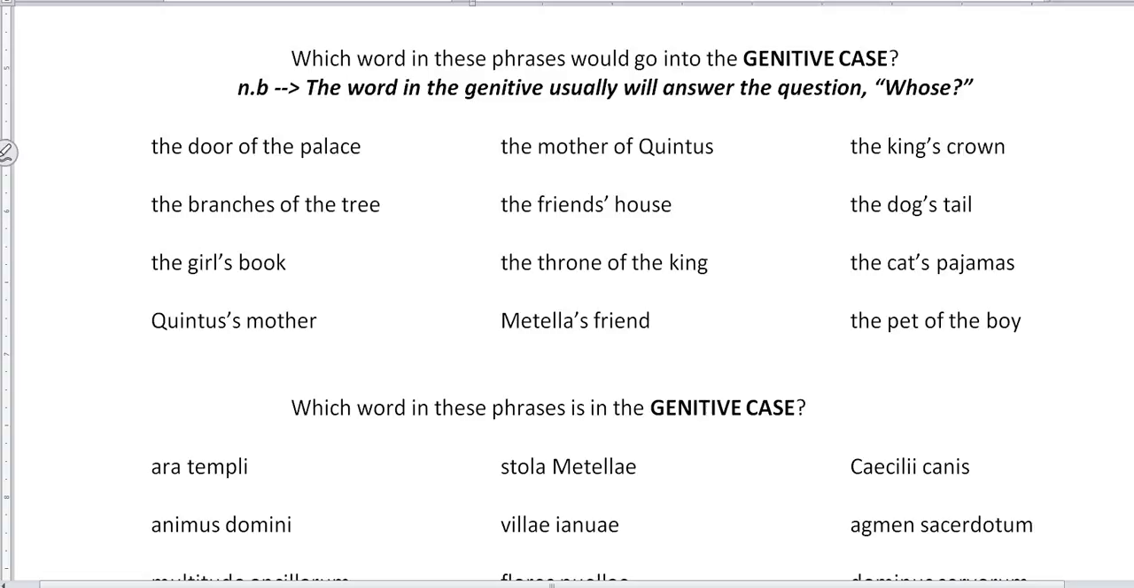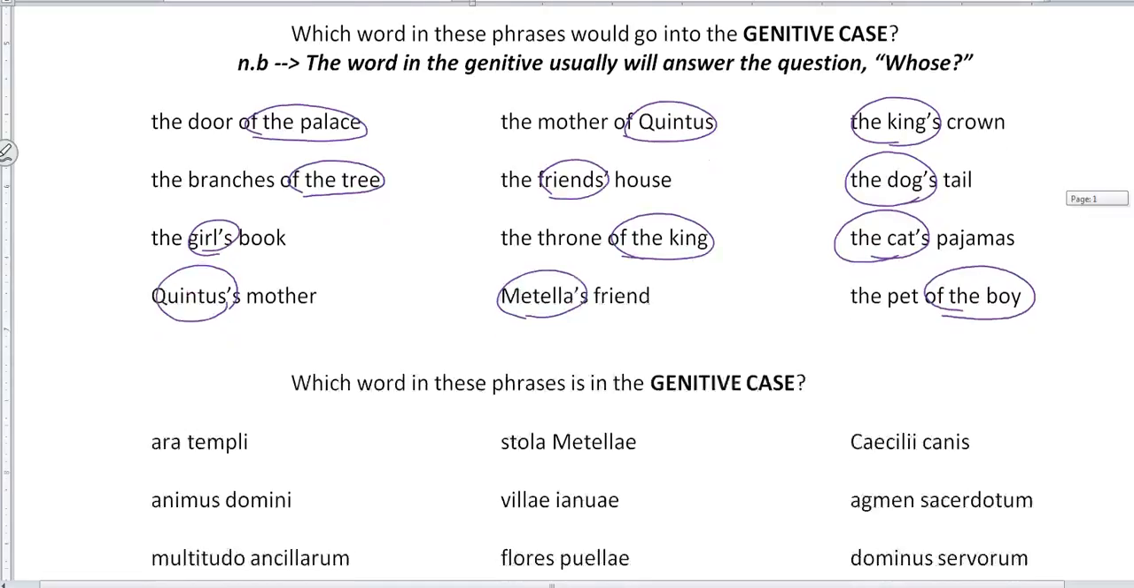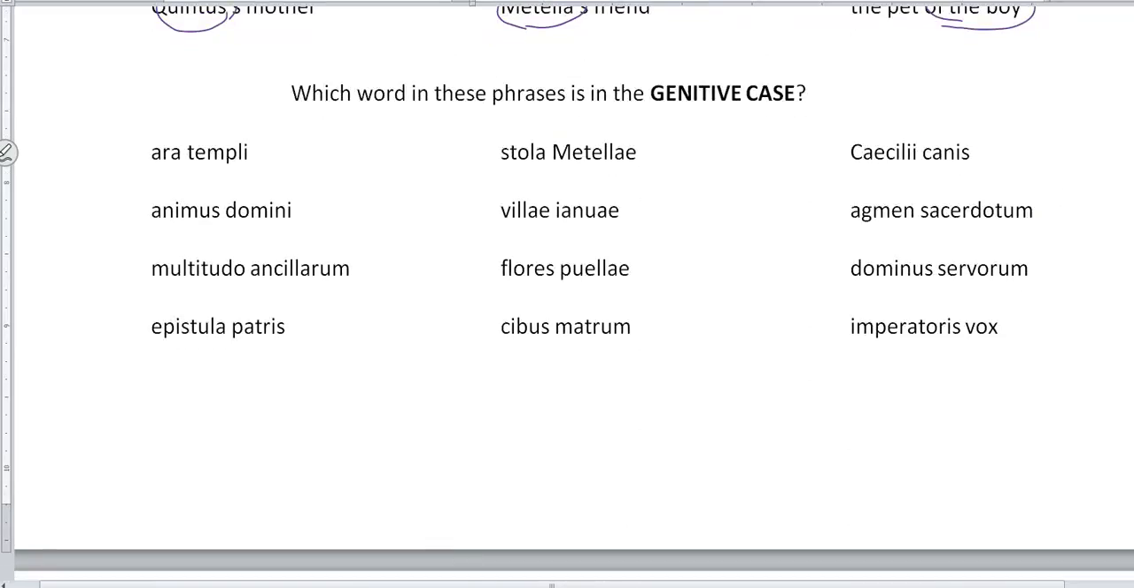So if we're taking a look at these little phrases, of the palace would be genitive. Same with of the tree, the girls, Quintus's, the mother of Quintus, the friend's house, the throne of the king, Metella's friend, the king's crown, the dog's tail, the cat's pajamas, and the pet of the boy. So all of those with the of or with the apostrophe s, those would all be genitive. That's the possession.